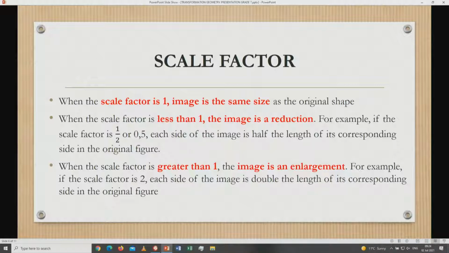So I want to emphasize again, guys. First of all, when the scale factor is 1, the image is the same size as the original shape. When the scale factor is less than 1, the image is a reduction, which means the image will be smaller than the original shape. When the scale factor is greater than 1, it means that the image is an enlargement. Therefore, the image will be bigger than the original shape.